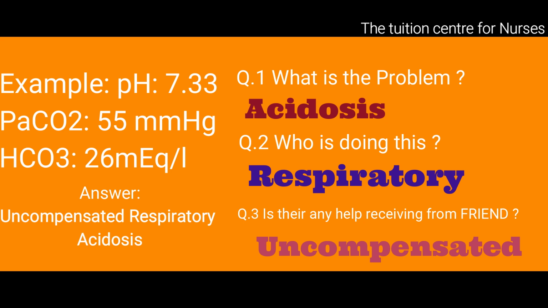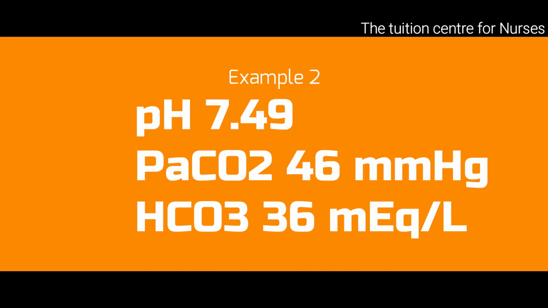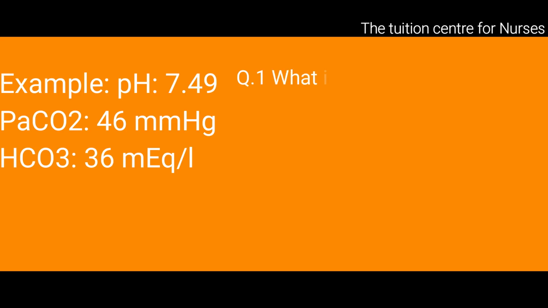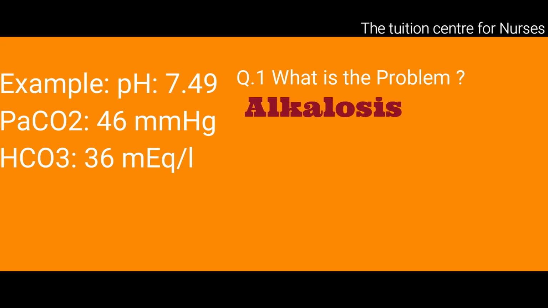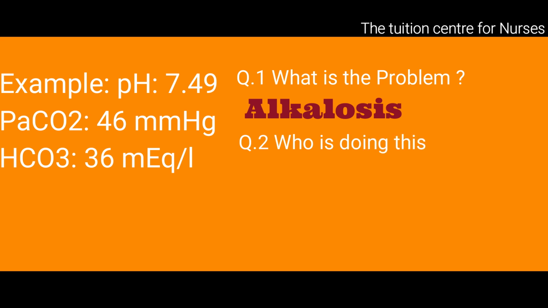Yes, this is so simple. So let's take one more example to make this more clear. Here the pH is 7.49, the PaCO2 is 46 mm of Hg and the HCO3 is 36 milliequivalent per liter. So our first question is, what is the problem? So the pH is greater than 7.45, so it is a case of alkalosis. Next we will look at our second question, that is, who is doing this? So for that, look at the PaCO2 value first.